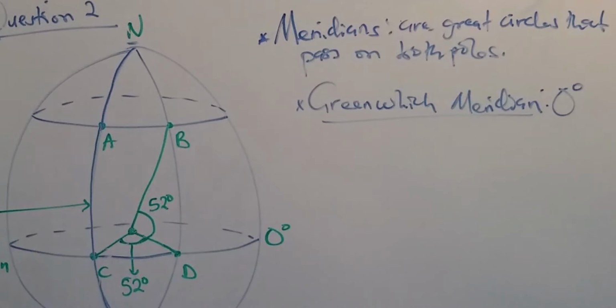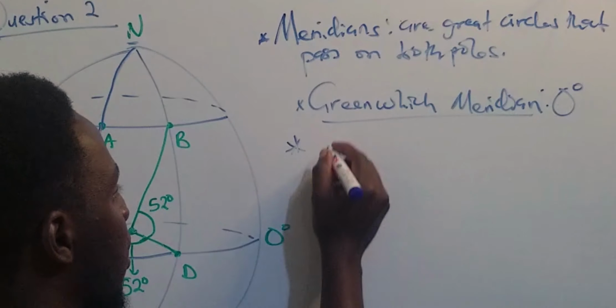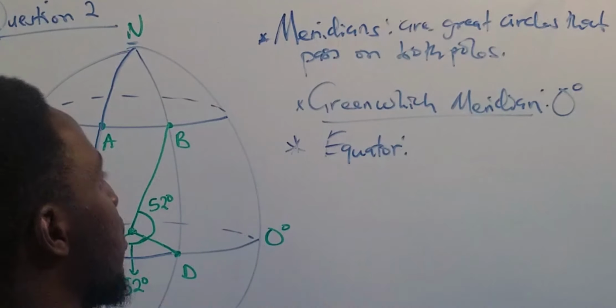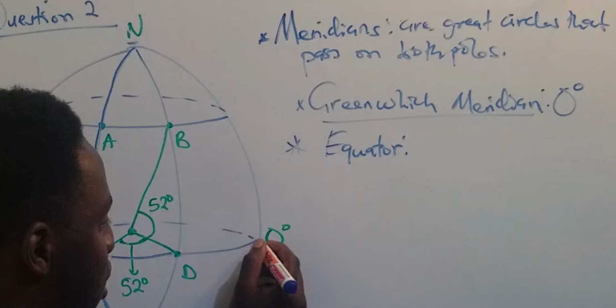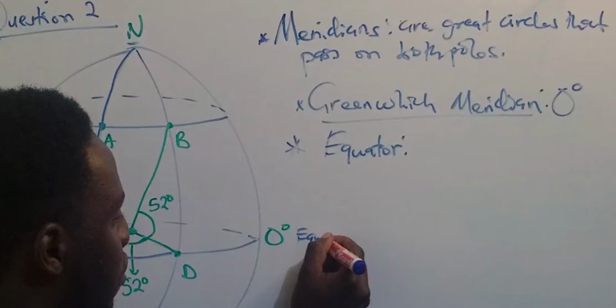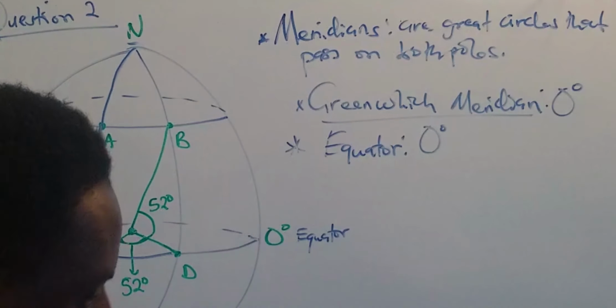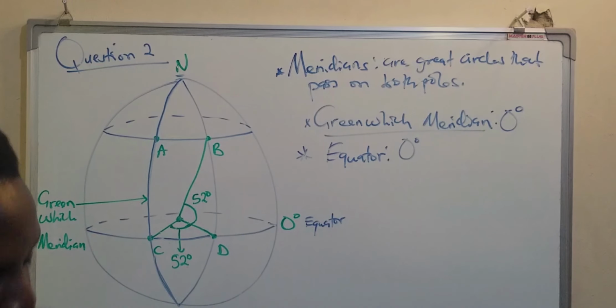The other important line that I want you to remember as we're talking about this question here is the equator itself. It's not actually a meridian. So this equator, which is here, holds a degree of 0 degrees as well in latitudes. So it's actually a latitude, while the Greenwich meridian is actually a longitude.